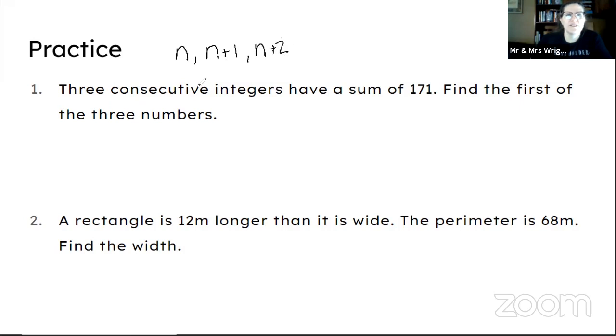Well, if I add all these up, instead of having these commas to separate each of them, I want to add them all. So N plus N plus 1 plus N plus 2 is going to equal 171. I still have my 3 numbers here, N, N plus 1, and N plus 2, right?